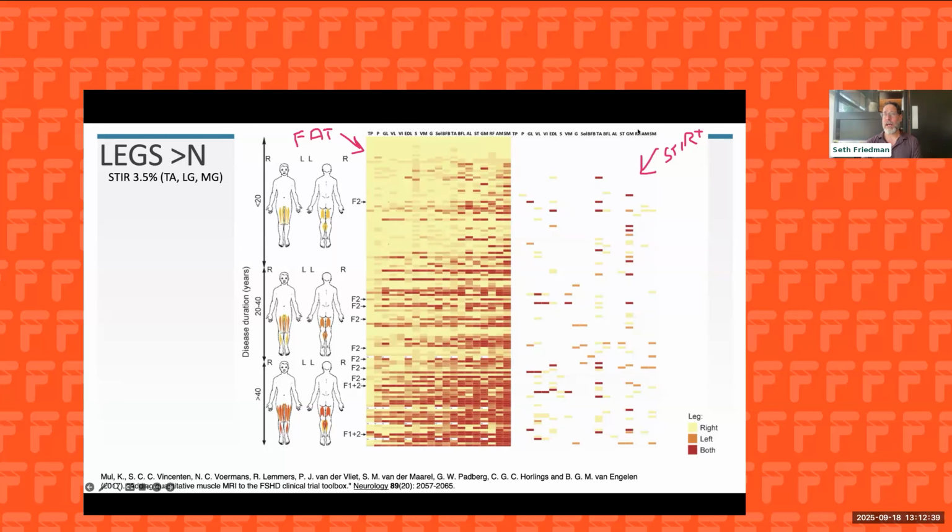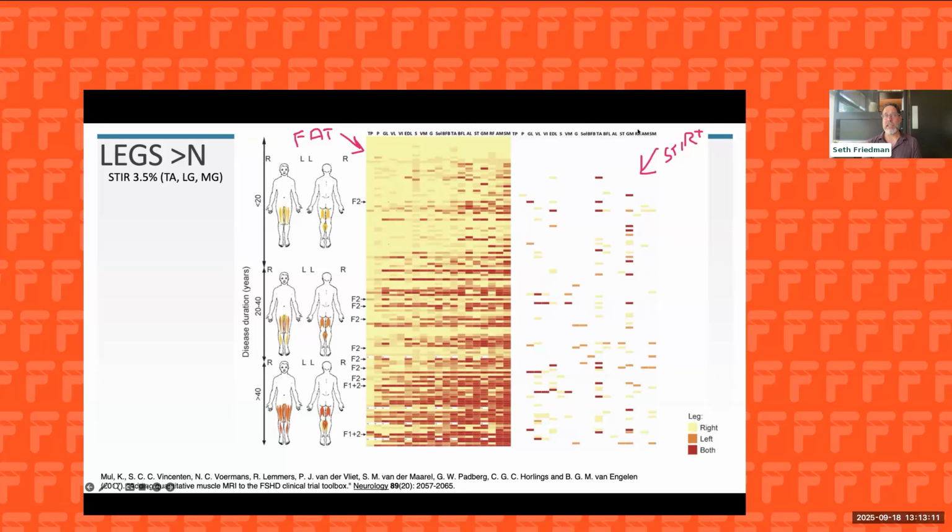And I just want to call out that a lot of these studies have measured left and right, and you could imagine if left and right were equivalently affected, you might see a very similar pattern between the colors, but there's a lot of speckling in this heat map, really showing off that there's a lot of left-right asymmetry in these patients. And they saw a very similar amount of STIR elevation on the right side of the panel, about 3.5% across all the muscles that are being affected.